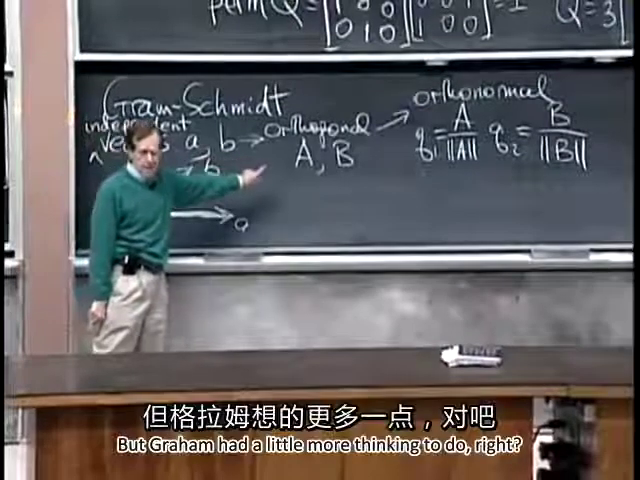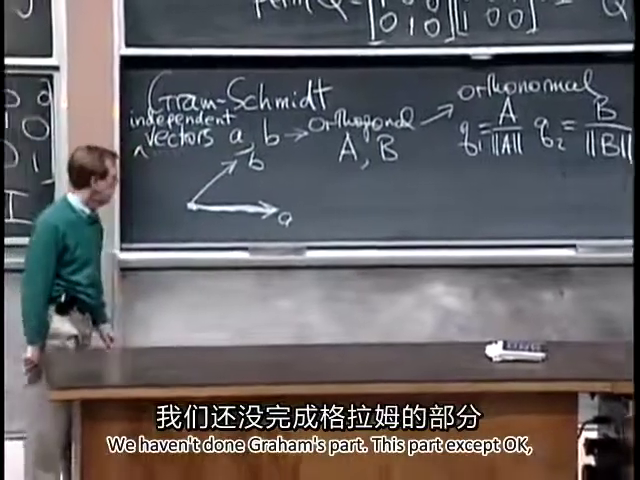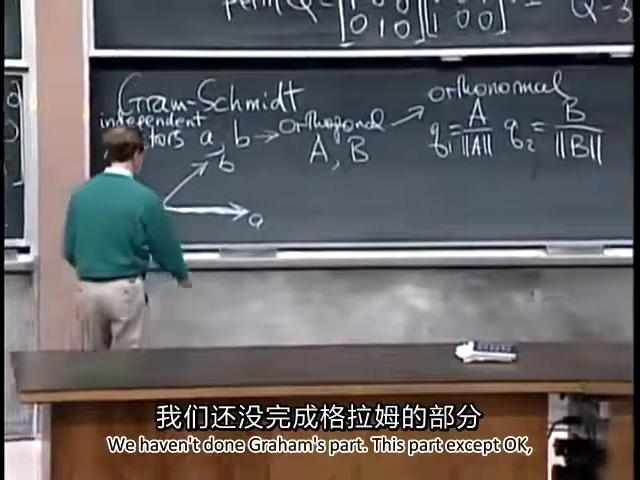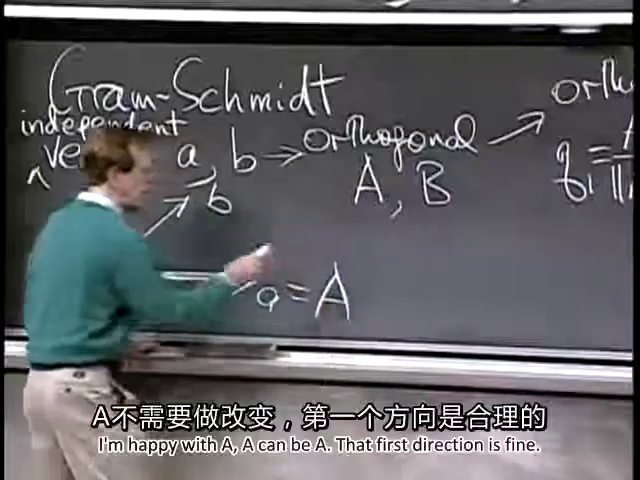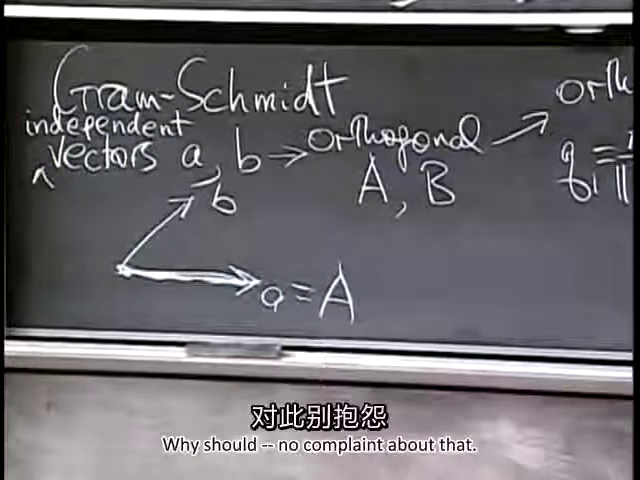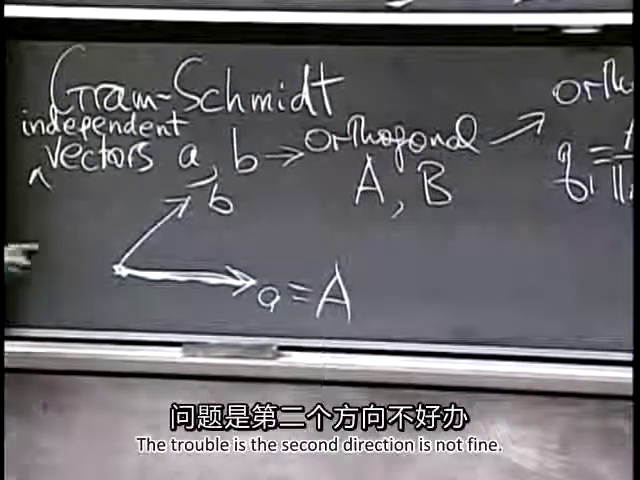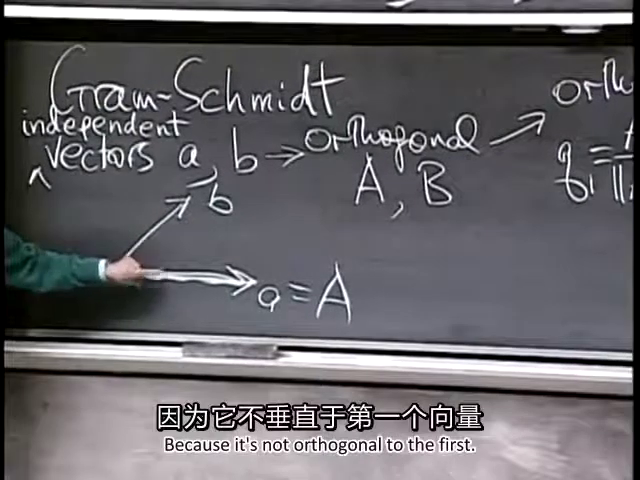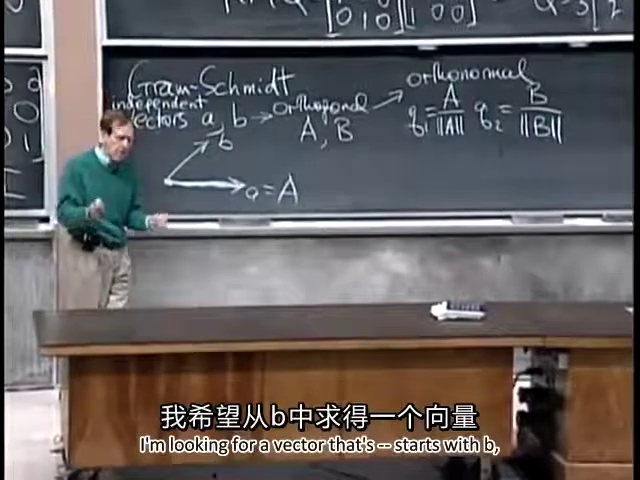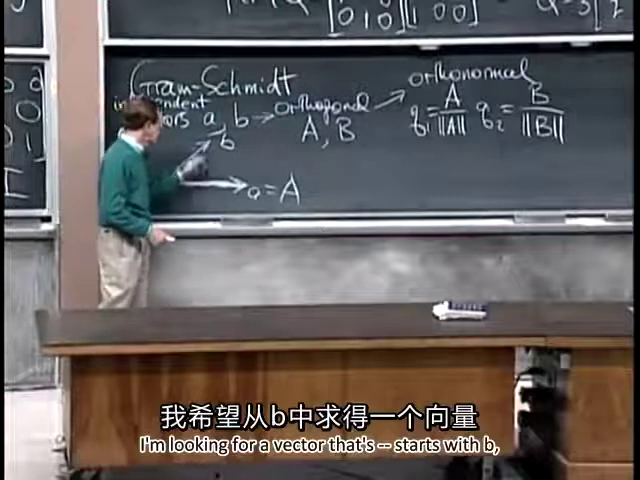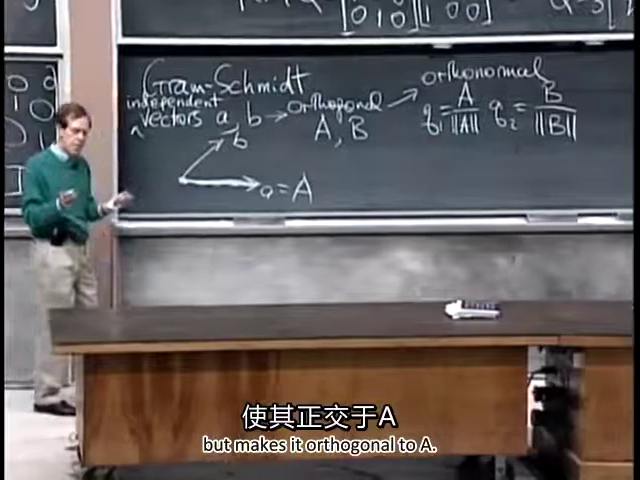But Graham had a little more thinking to do, right? We haven't done Graham's part. This part, except, okay, I'm happy with A. A can be A. That first direction is fine. No complaint about that. The trouble is the second direction is not fine, because it's not orthogonal to the first. I'm looking for a vector that starts with B, but makes it orthogonal to A.